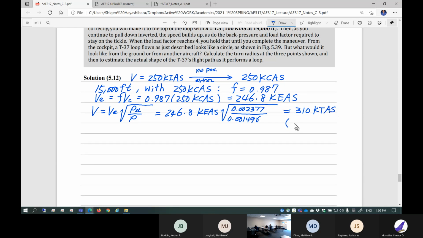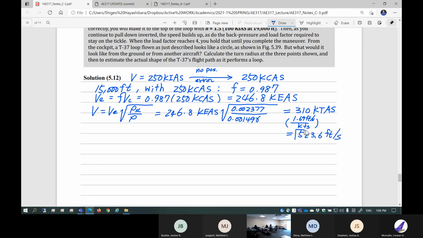That's just to convert, 1.69 feet per second over knots. And then you get 523.6 feet per second.